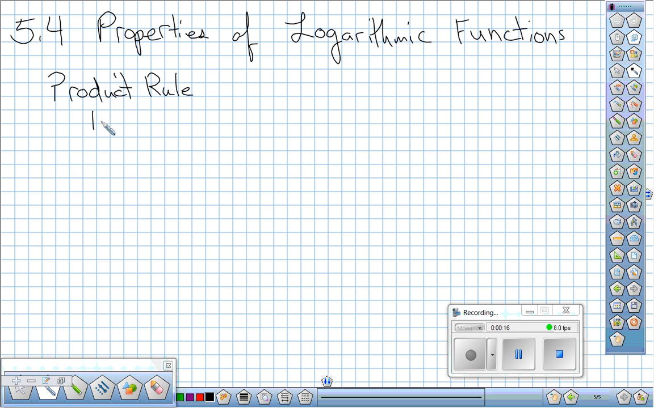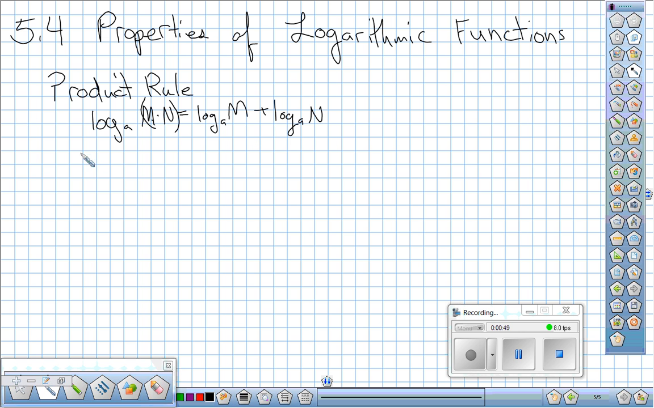So if I have a generic log base A of m times n, that can be converted to two separate logs, and we're just going to add them together. So then I would have log, still with the same base, of m plus log base A of n. So I add these together. When I have multiplication inside, you could think about it like I had parentheses. They don't always have parentheses.